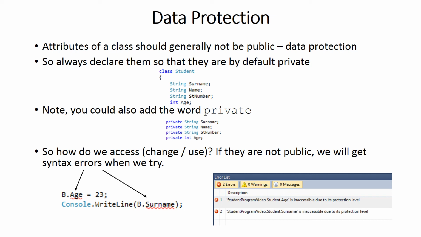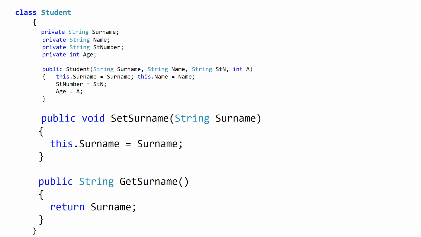So if we say that the attributes need to be private, the problem now is how do we access them? How do we change them? How do we use them? You'll notice at the bottom that if they're private, you can't say b.age is 23, and you can't say console writeline b.surname. So in the rest of the slides we will address this.